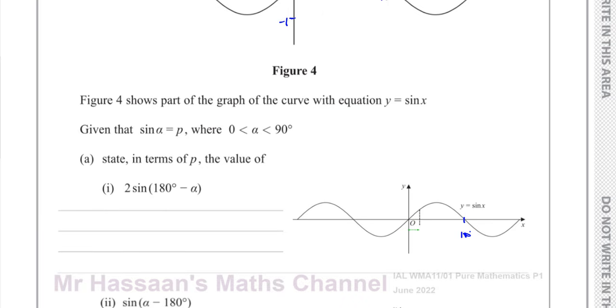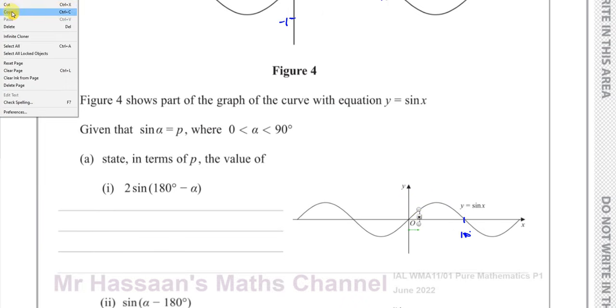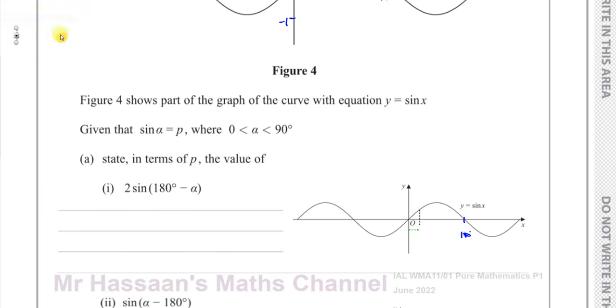180 minus alpha is going to be basically, copy, paste. Okay, it's going to be basically over here. That's 180 minus alpha.